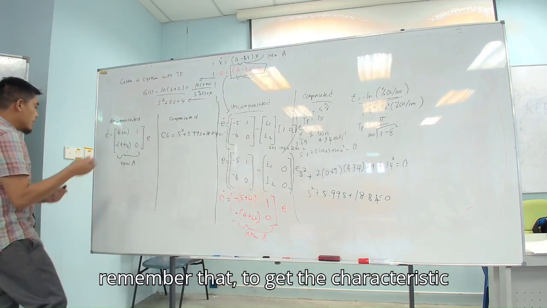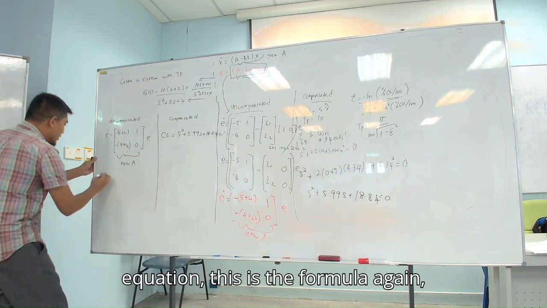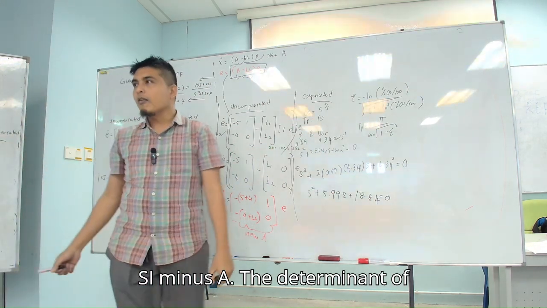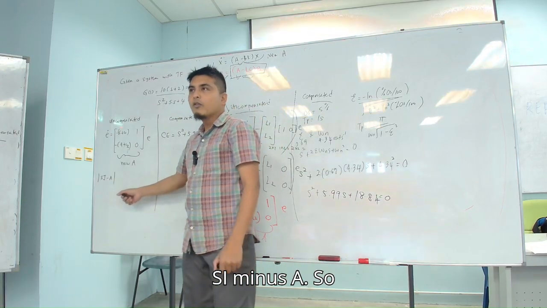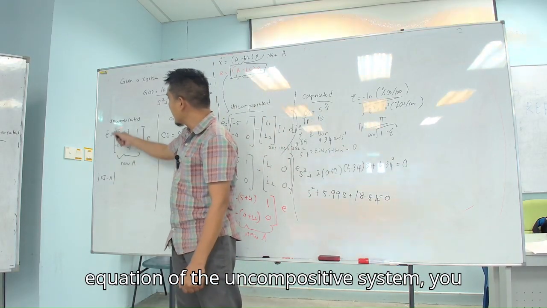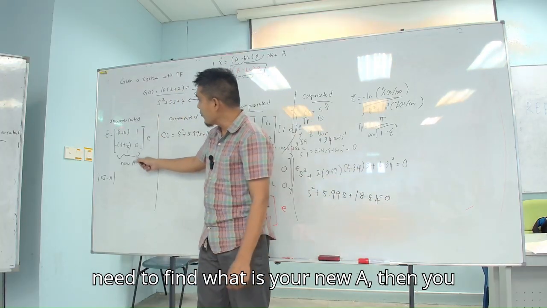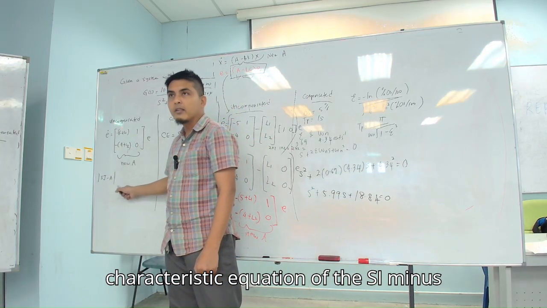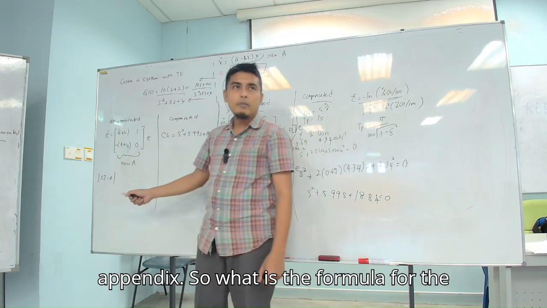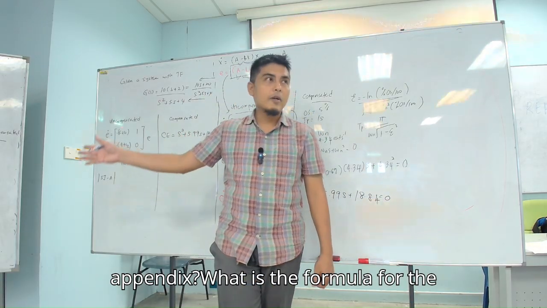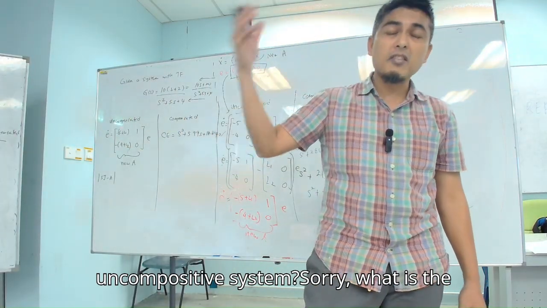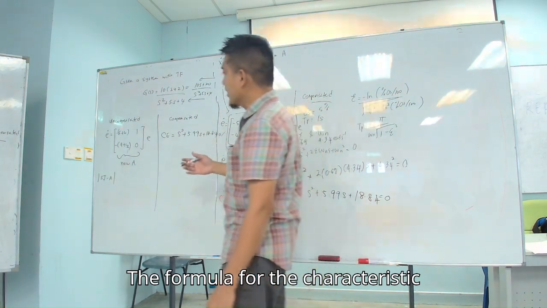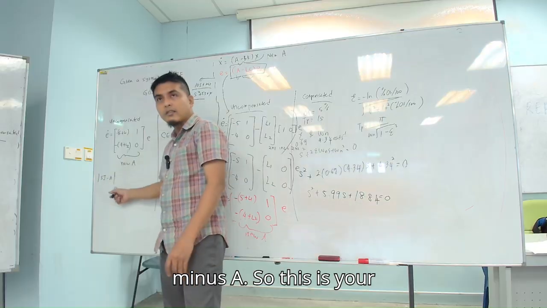Okay. If you still remember, to get the characteristic equation, this is the formula: the determinant of sI minus A. So in order to get the characteristic equation of the uncompensated system, you need to find your new A. Then you can apply the formula of the characteristic equation, sI minus A. This also is given in the appendix. So what is the formula for the characteristic equation given in the appendix? It is sI minus A.